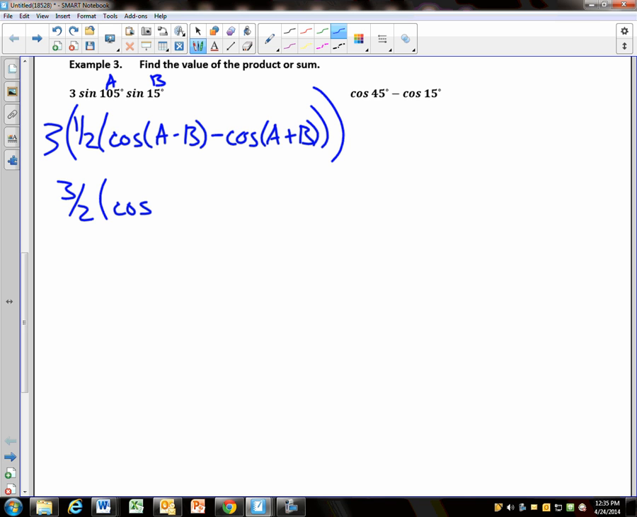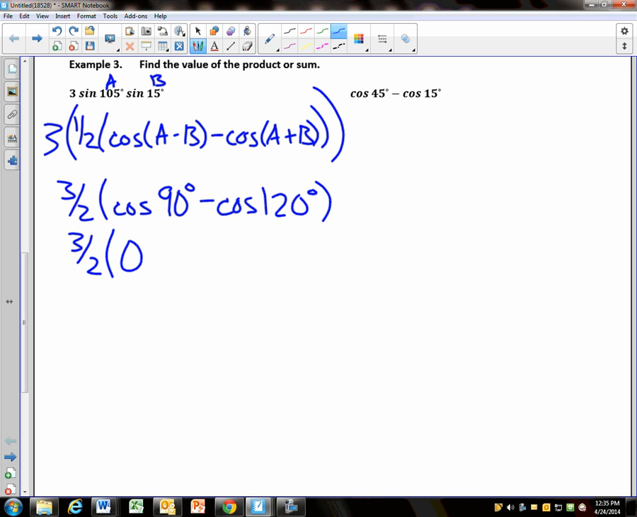What's A minus B? 90. What's A plus B? Do you know the exact value of the cosine of 90? 0. Find it on your sheet if you don't know it already.